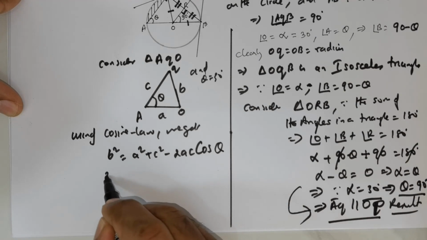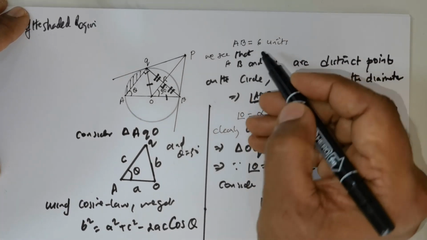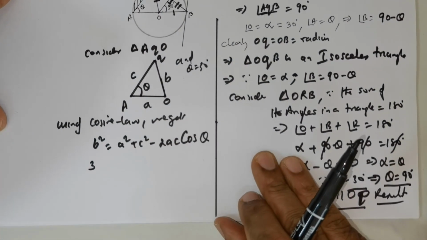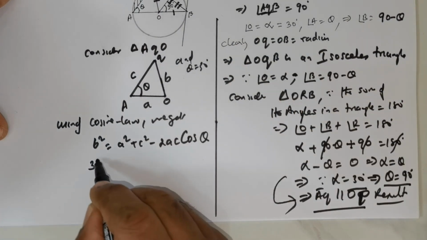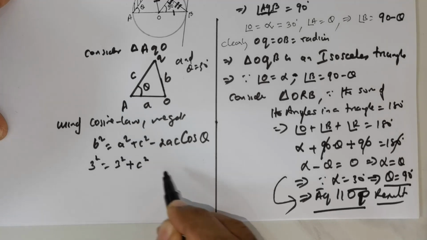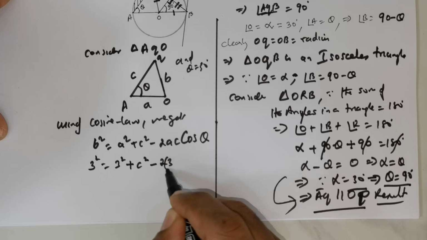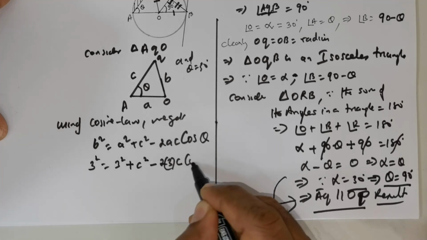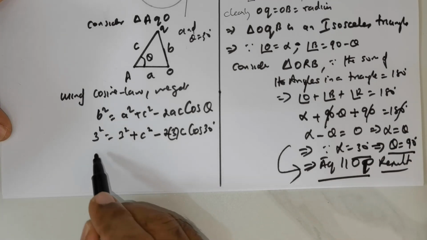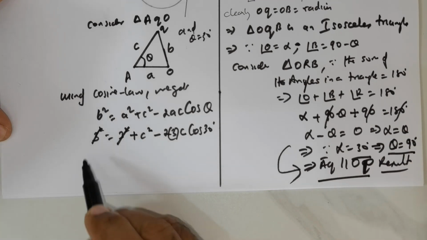Now B is 3 units. Why is B 3 units? AB is 6 units, so this is the radius. Right, AB is the diameter. So this is 3 squared. This is 3 squared. I don't know the C, and I know this is 2 times 3 times C into cos of 30 degrees, because we have found that. Now, 3 squared, 3 squared, this goes off.